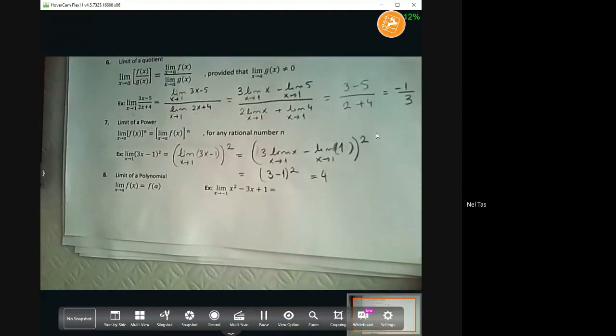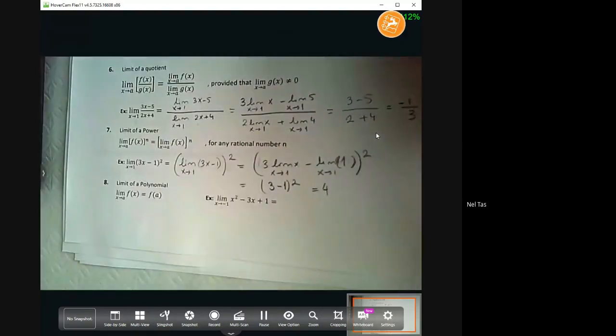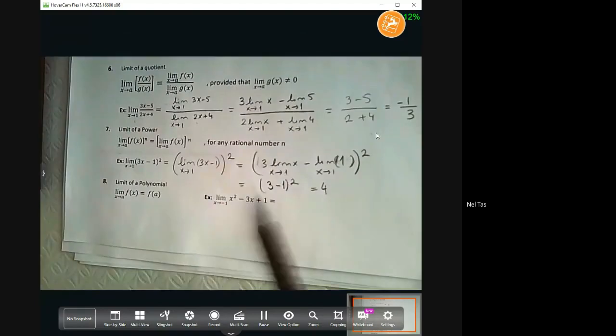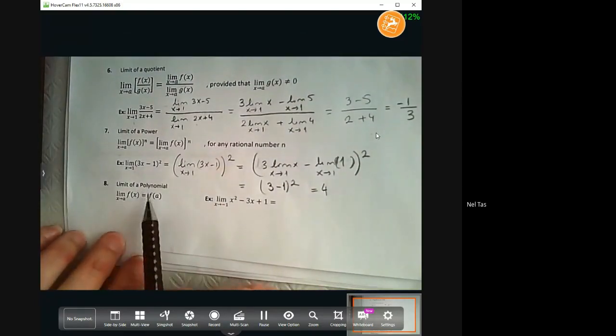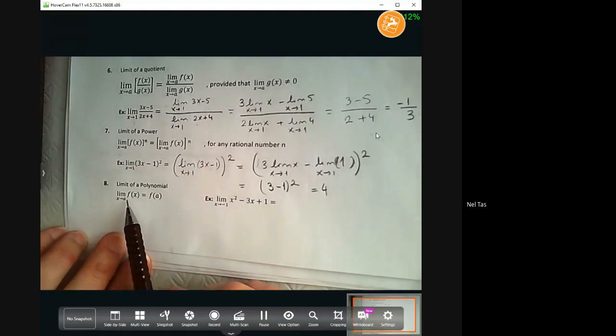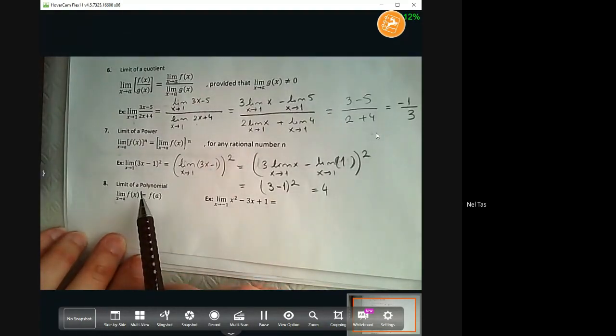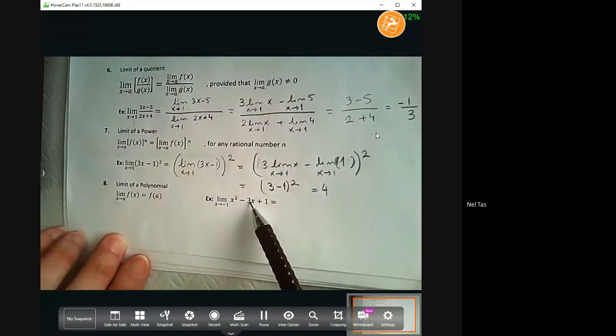Finally, using all those 7 rules or properties, we can say that we can calculate the limit of a polynomial by just substituting that value in the function, because all polynomials are continuous functions, and the value of the function is the same as the limit for continuous functions. So the limit of f of x as x approaches a equals f of a. Using all those rules, we can come up with a shortcut.